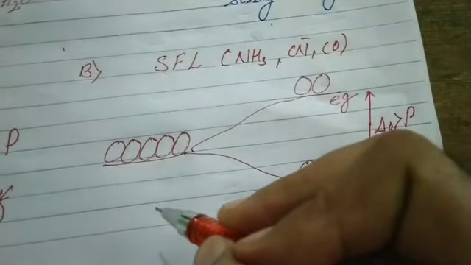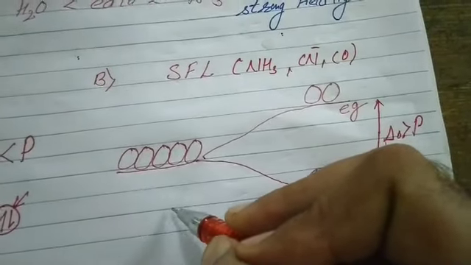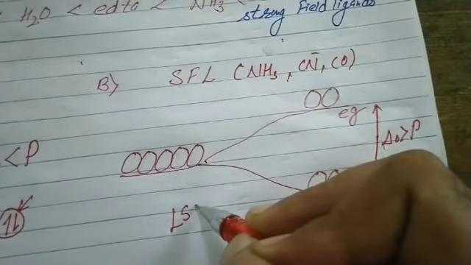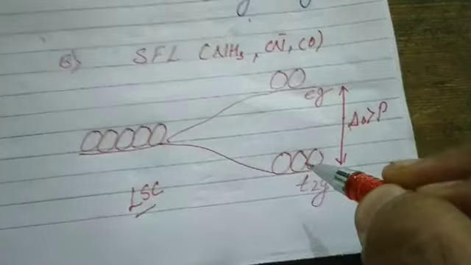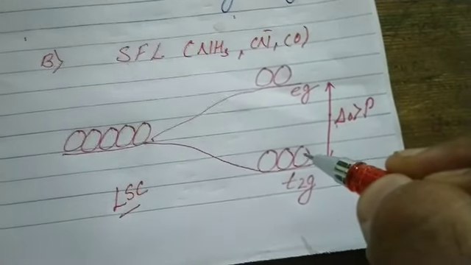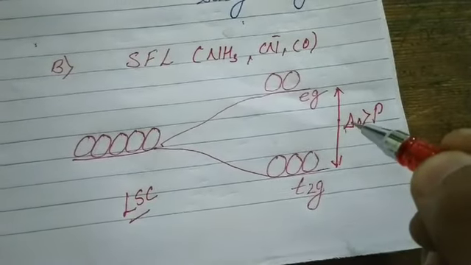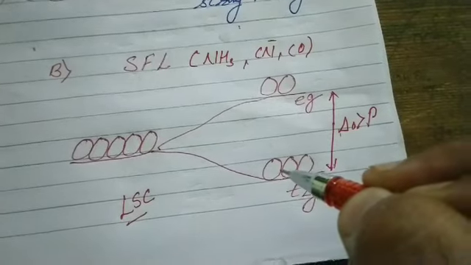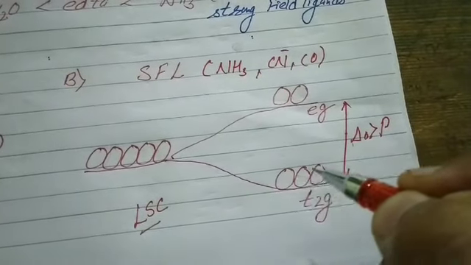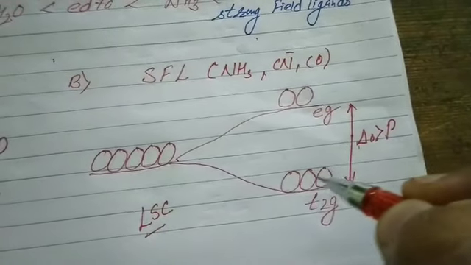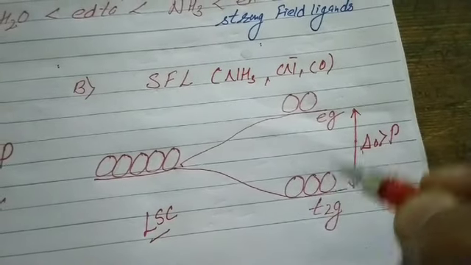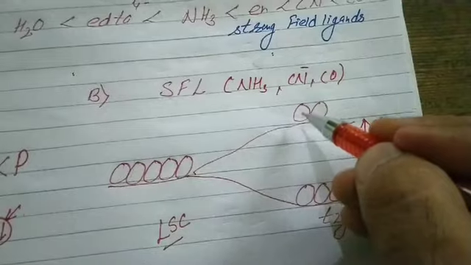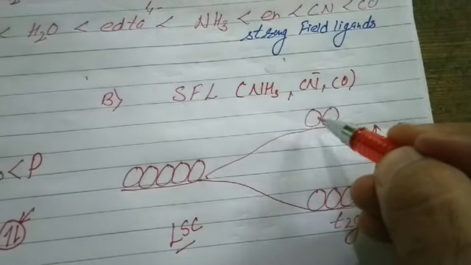But for strong field ligands, in VBT we call such complexes low spin complexes, which possess fewer unpaired electrons. It's clear the first 3 electrons go to the t2g level, but when it is a strong field ligand, the fourth electron will again pair up in the t2g level. 1, 2, 3, and then pairing starts: 4, 5, 6. After the 6th electron, the 7th electron goes to the eg level: 7, 8, and then 9 or 10.